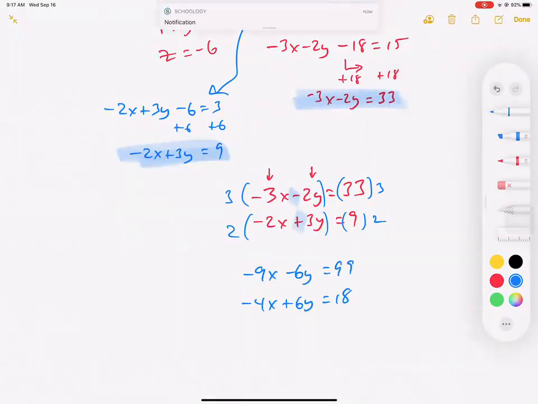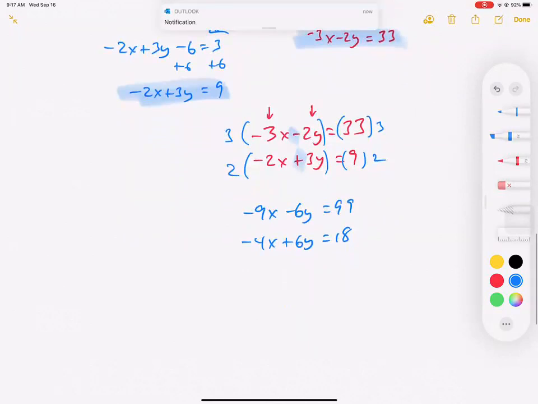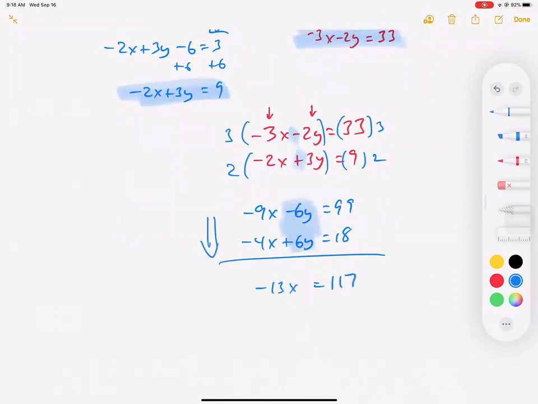Looking at this step now, you'll notice, do the x's or y's now cancel out? Which one do they match? Right. So if we add down, linear combination, negative 13x equals, that's going to give us 117.